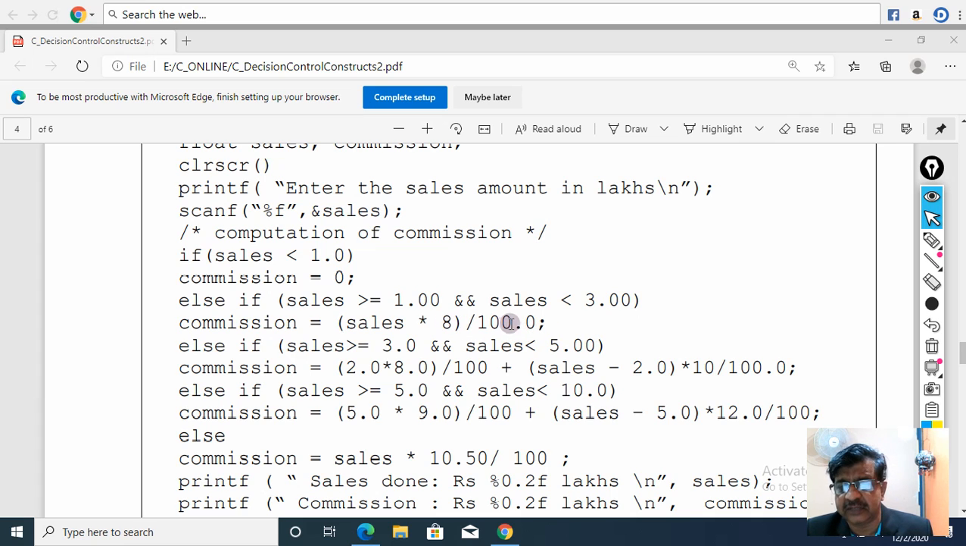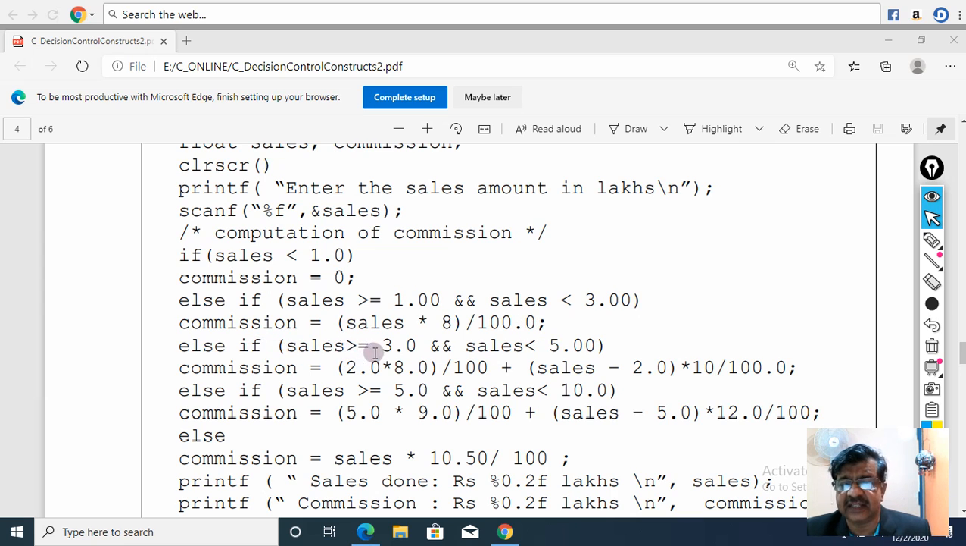Had this been 8 by 100, it would have given 0, because division has higher priority. 8 by 100 would have been computed first, and it would have given 0, and commission would have been 0. Therefore, this is made 100.0. Therefore, the entire expression becomes a float.